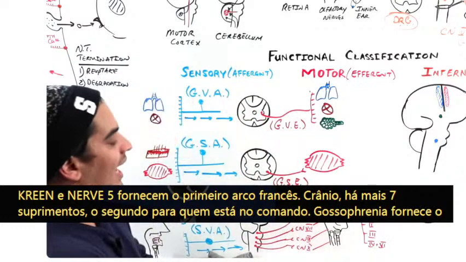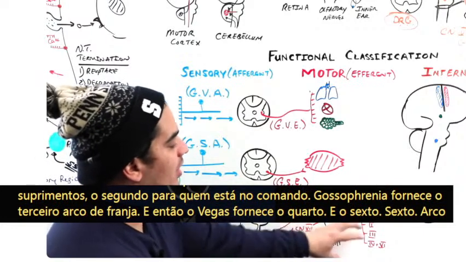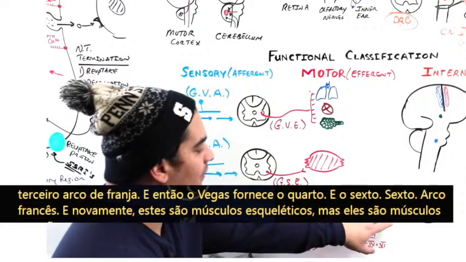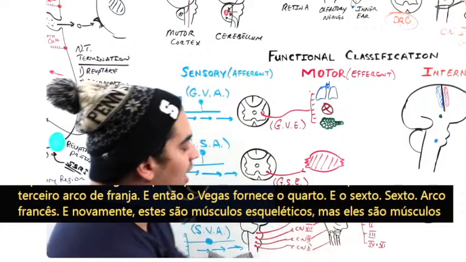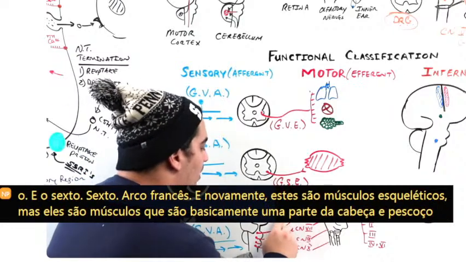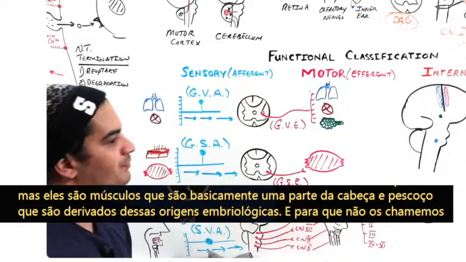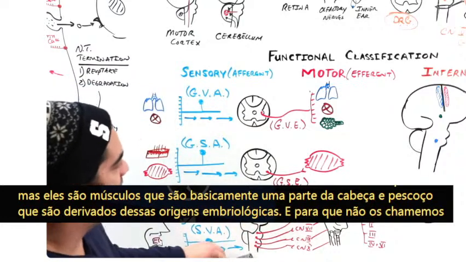pharyngeal arch. And again, these are skeletal muscles, but they're muscles that are basically a part of the head and neck that are derived from these embryological origins. And so we don't call them general somatic efferents. We've got to be complicated and call them special visceral efferent neurons. All right, beautiful. Let's move on to the last part.